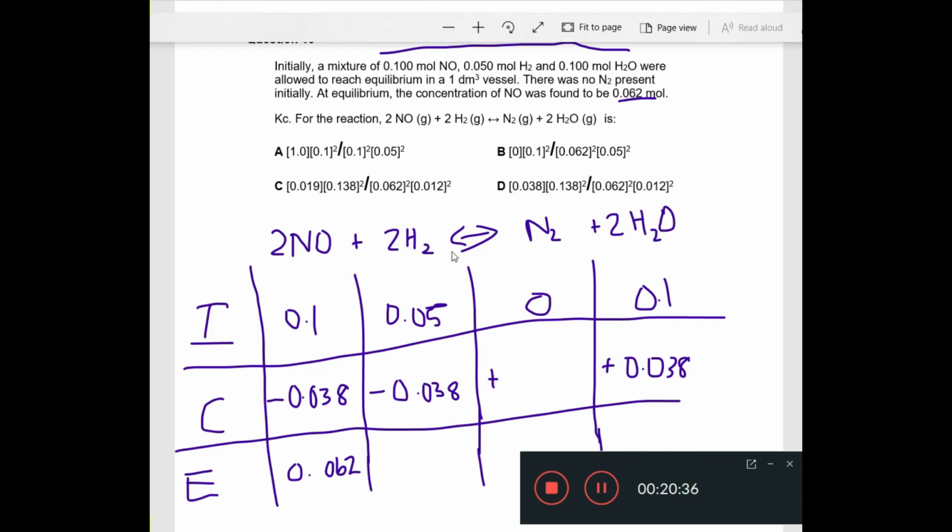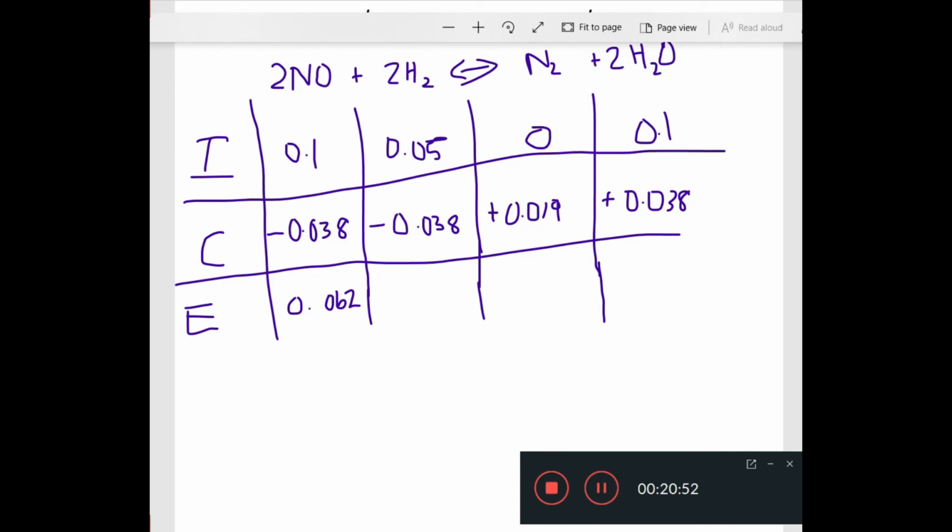And I would have formed half the amount of nitrogen, 2 to 1. So I would have been forming half of 0.038, which is 0.019. Okay, now I can work out the equilibrium concentrations for the other three materials in the mixture. Here I started at 0.05, I'm losing 0.038, so I'm ending up with 0.012 mole. I'm starting at 0, I'm gaining 0.019 mole. Okay, and I'm starting at 0.1 and I'm gaining 0.038, so I'm ending up there. I have all the equilibrium amounts.